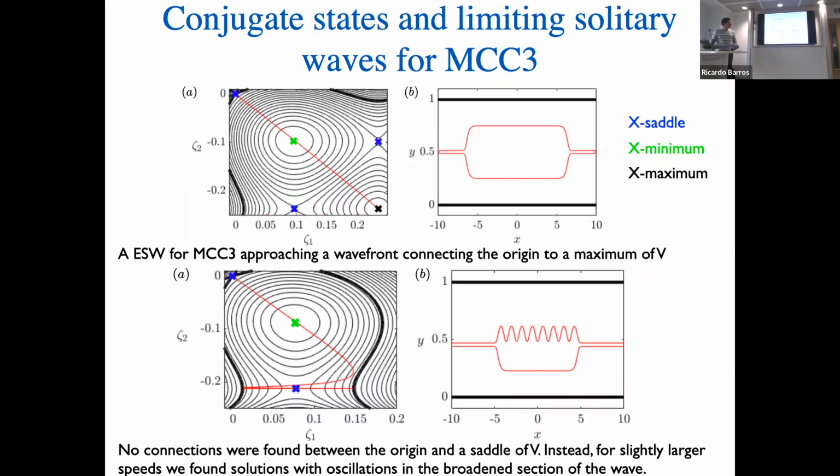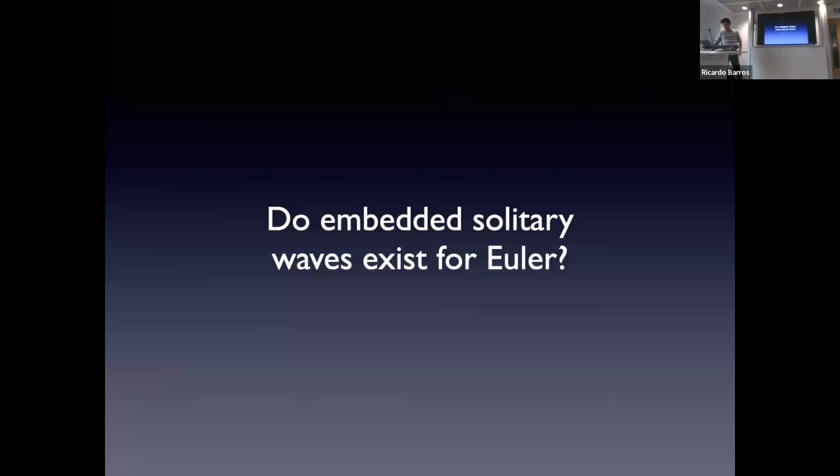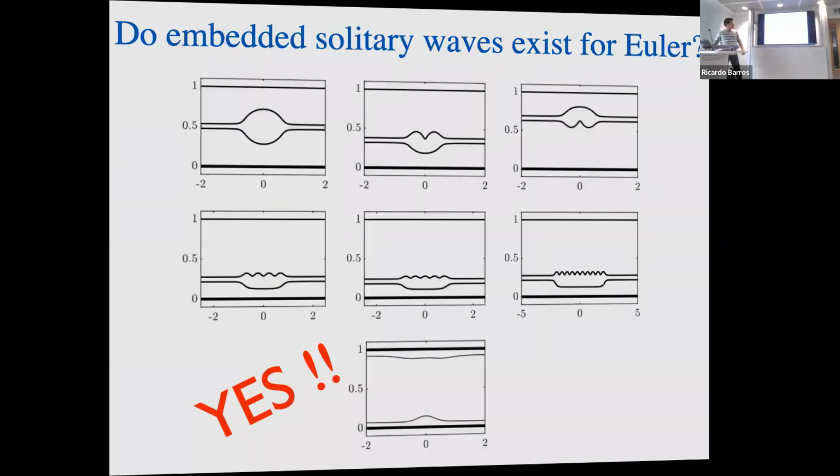Okay, so this aligns again with the discussion I made about connecting a saddle to a maximum. In principle, it should be much easier than connecting to a saddle, and it is the case. This gives us the idea that sometimes you actually have just the front, other times you will have a lot of oscillations there, and this can be viewed in this way in terms of dynamical systems. And this was all for the model.